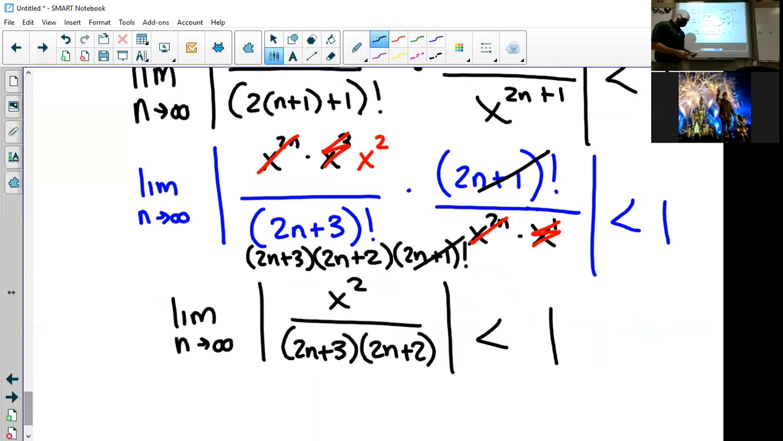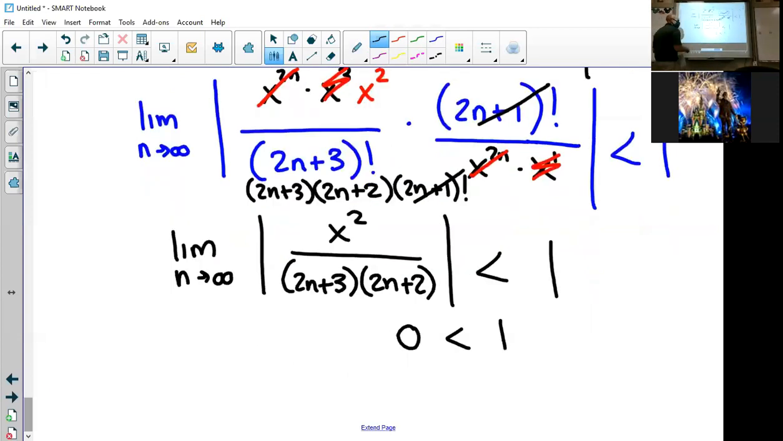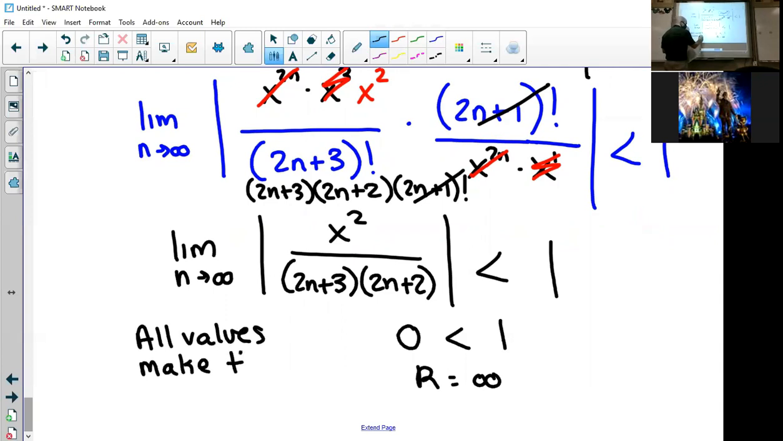Well, let's evaluate that limit. You put infinity into the n's on the bottom, what happens is you get a number over a really, really, really big number. That's going to be 0 is less than 1. Well, that's a true statement. We don't have anything to solve with this, right? That's going to be a true statement. And so whenever that happens, our radius of convergence is infinity. That means it's all the values. So all values make this work and make this series converge.